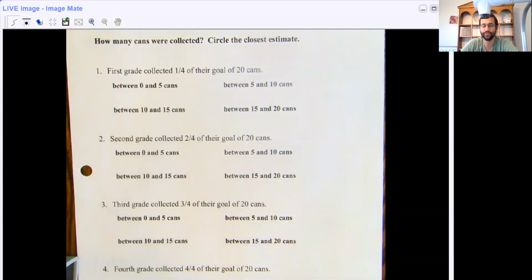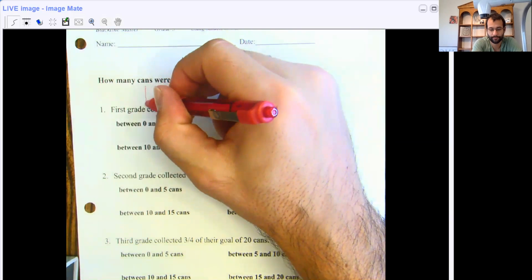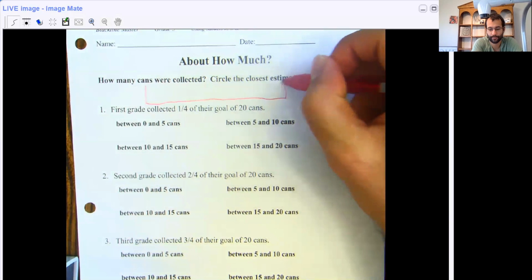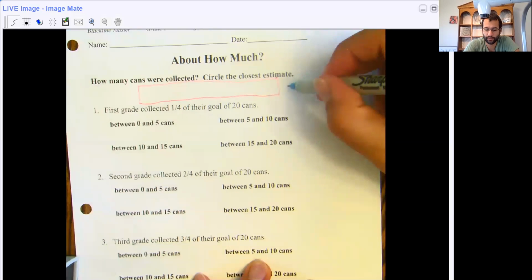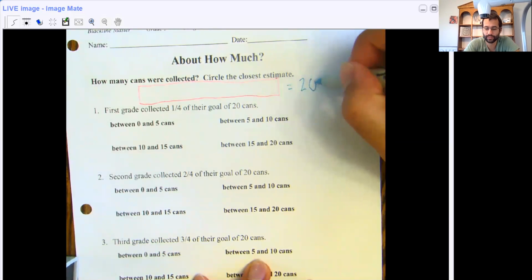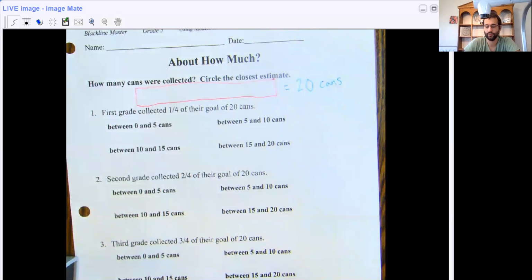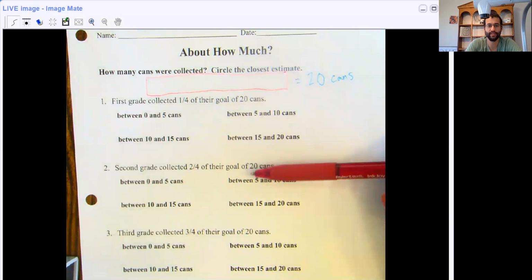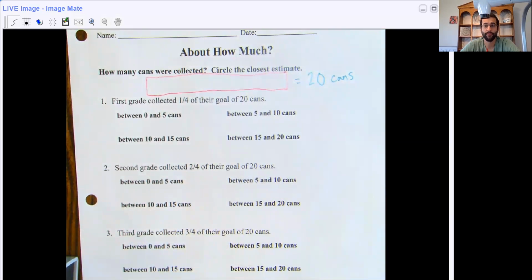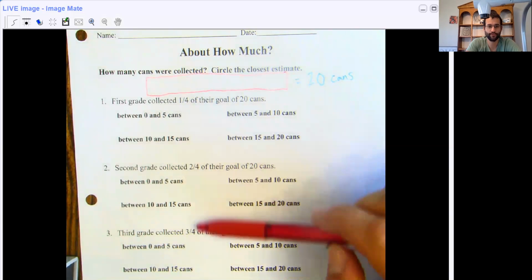So what I need to do is draw a fraction bar. So go ahead and do that up top. I know that this whole fraction bar, I'm going to put a little equal sign, is going to be equal to 20 cans. The reason it's equal to 20 cans is that that's my whole number for each of the grade levels that are collecting. Now, my fraction for each one is fourths.